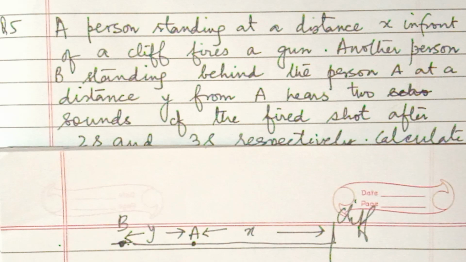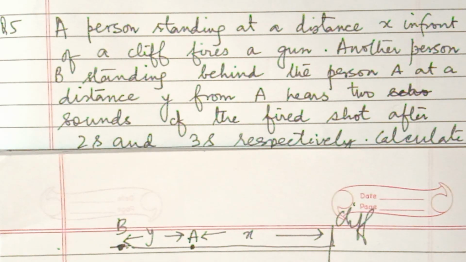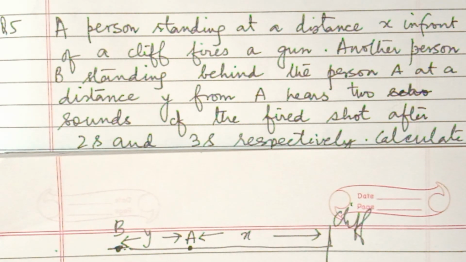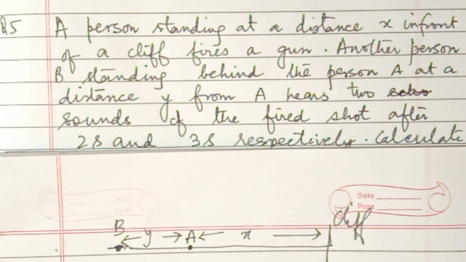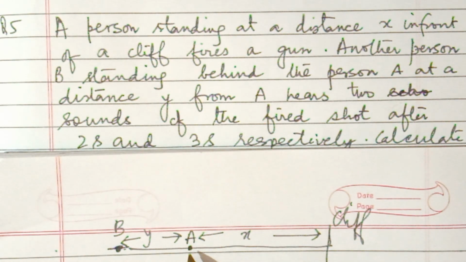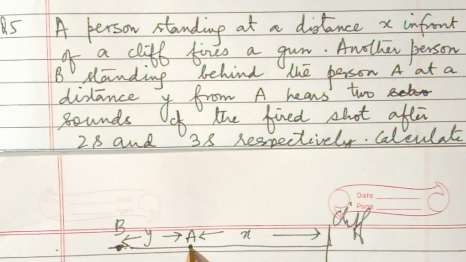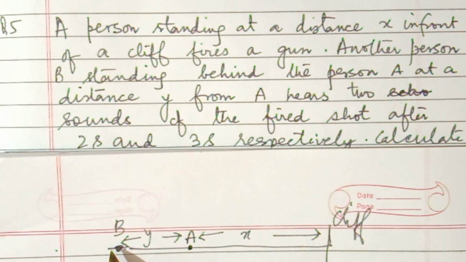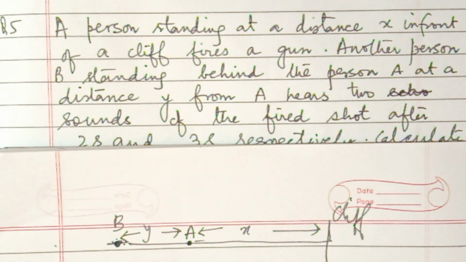Now he heard two sounds, so not necessarily echoes, after 2 seconds and 3 seconds. So that means which sound will be heard first? So obviously when A is firing, B will hear the direct sound first, because the other sound is going to the cliff and coming back, so that will obviously take some more time. Okay, so the first sound, that's why, is the direct sound from the fire.